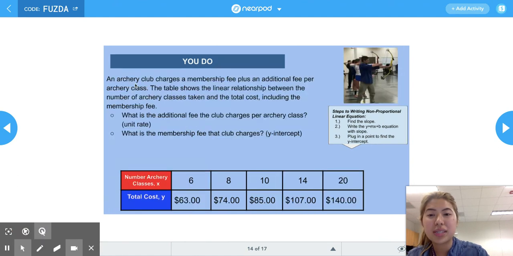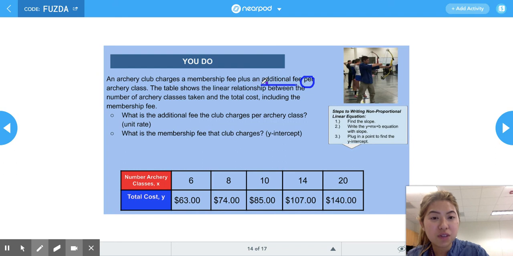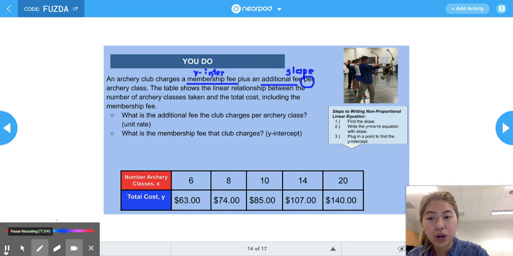Over here, when it says an archery club charges a membership fee plus an additional fee per archery class, our keyword is the word per. So the additional fee is going to be our slope. And the membership fee, that one-time membership fee, is going to be the y-intercept. So some keywords you may see are each, every, per.